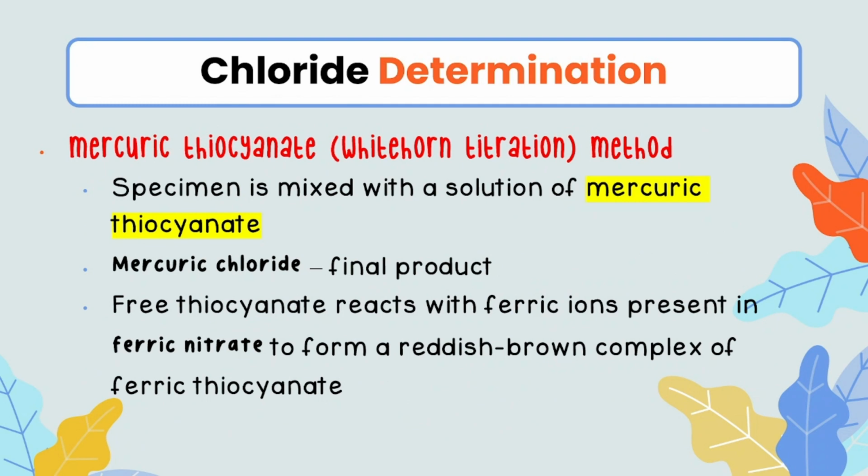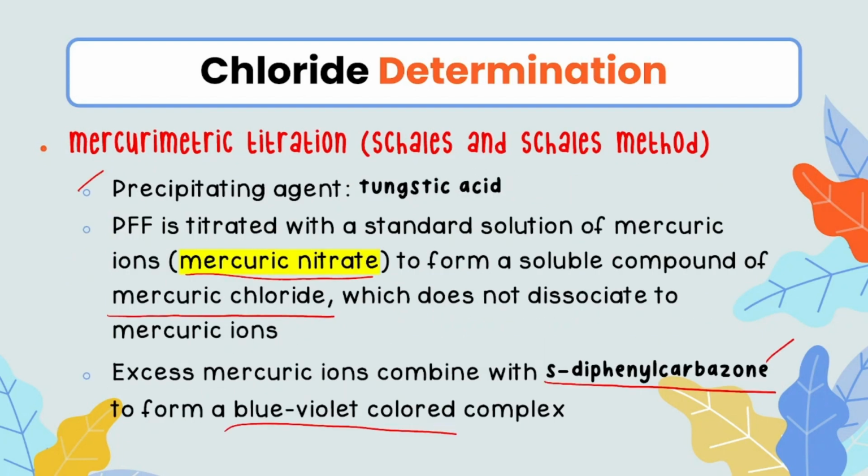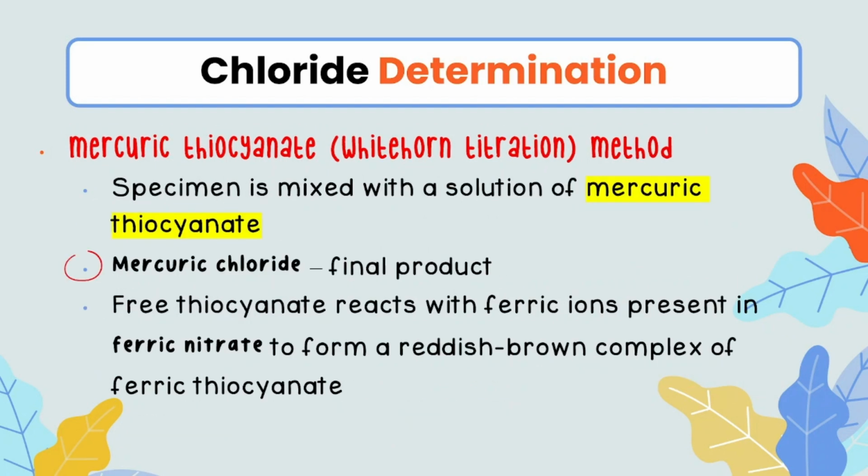Next, we have your mercuric thiocyanate, also known as your Whitehorn titration. Now here, specimen is mixed with a solution of mercuric thiocyanate, and the same with your Schales and Schales, kids, your final product here is the formation of your mercuric chloride. So as you can see, dun sa Schales and Schales nyo, mercuric nitrate yung ginagamit. Dito sa Whitehorn titration, yung mercuric thiocyanate. But the final product is the same. You have your mercuric chloride.